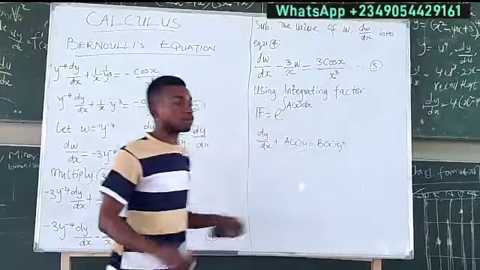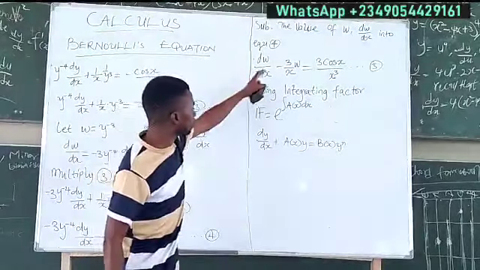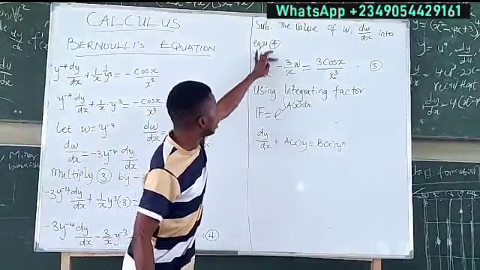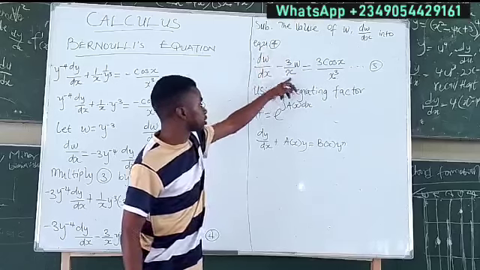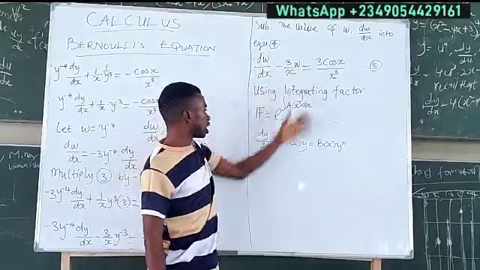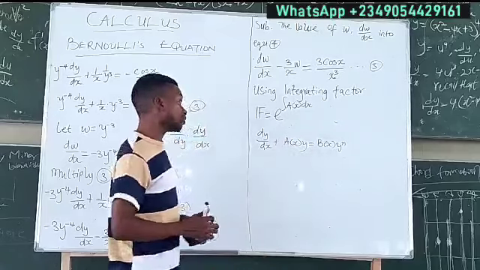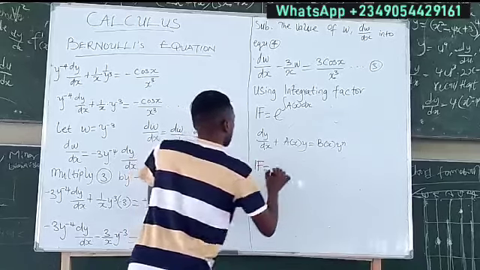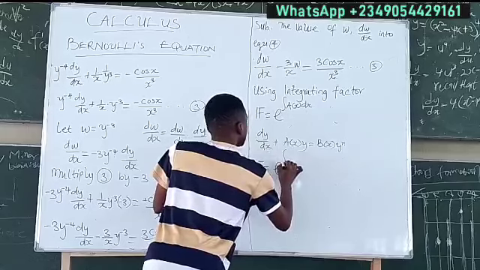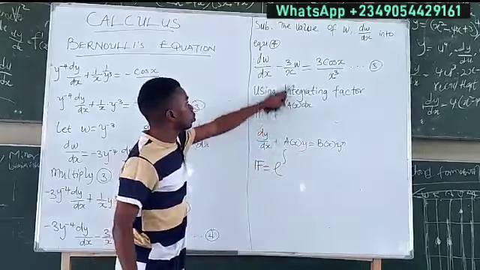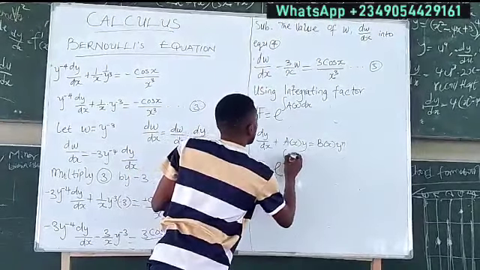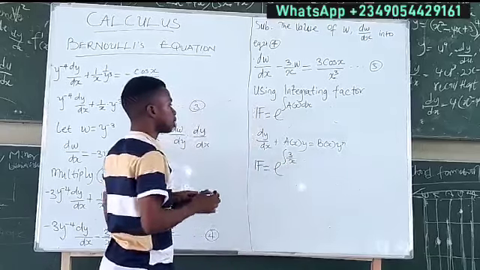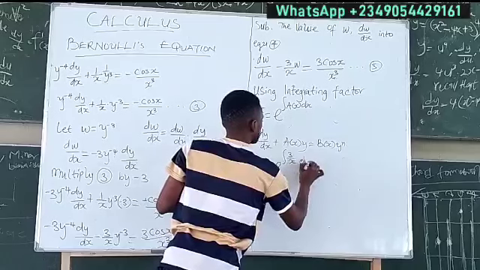From equation 5, you can see that our a(x) here is 3 all over x. Then our w can represent our y. So therefore, our integrating factor becomes exponential integral, and in place of a(x) we write 3 all over x, then dx.